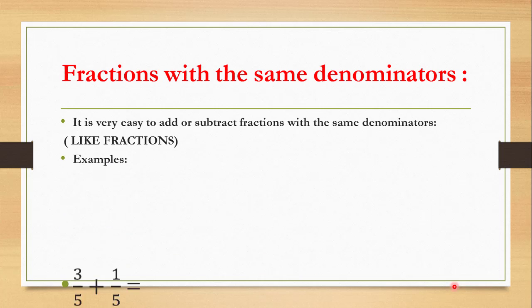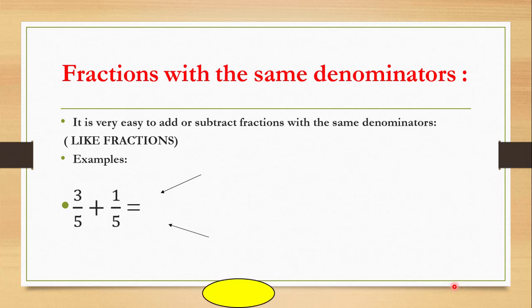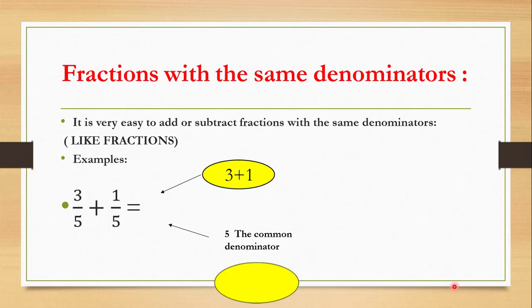For example, here we have 3 over 5 plus 1 over 5. We will use the same denominator, which is 5, and we will add the two numerators, which are 3 and 1. So, I'll add 3 plus 1, which is 4, and I'll use the common denominator, which is 5. So, the result will be 4 over 5.